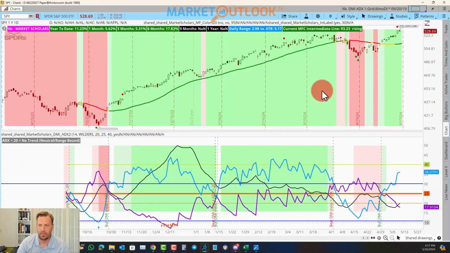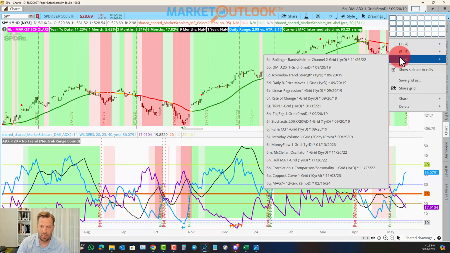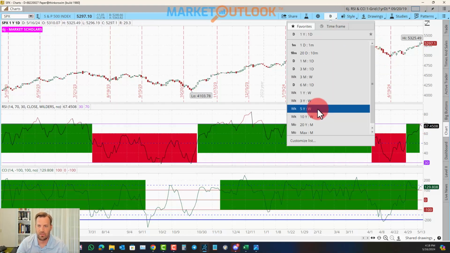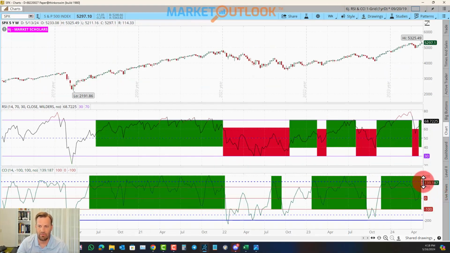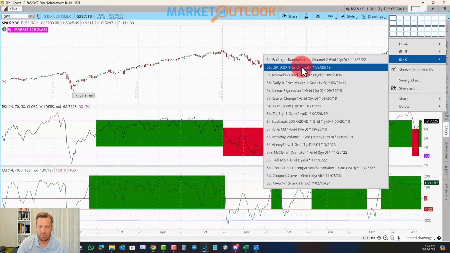Looking at the DMI, we're still above 30. In fact, we're above 35. We're still below 20. The ADX is still rising. It's about to cross up above 20. So that's a good sign that we're really trending. The RSI and CCI are still at bullish levels. So that's a good sign. You can see the weekly CCI is back up above 100. So very, very good from that perspective, and well above 60 on the weekly RSI.